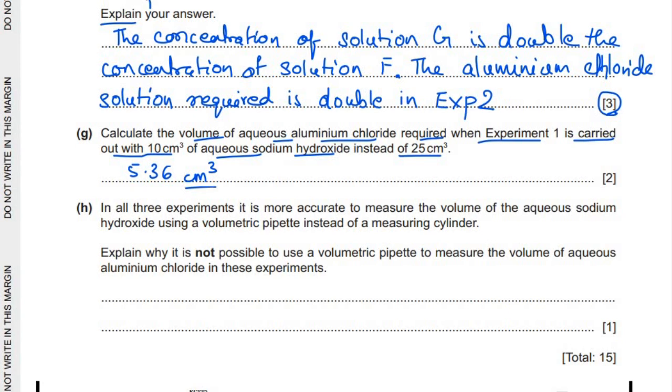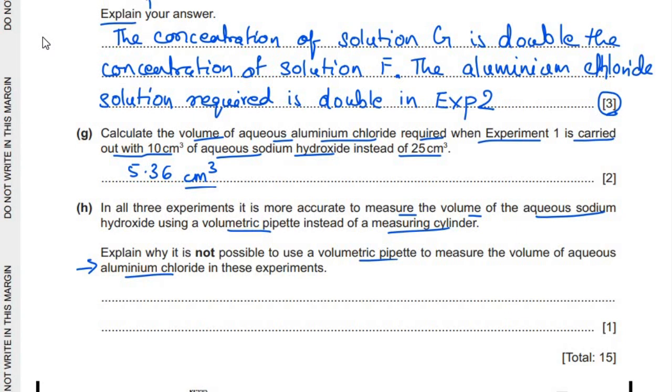Now the sub-question H, this is the last question of question 2. In all the 3 experiments, it is more accurate to measure the volume of aqueous sodium hydroxide using a volumetric pipette instead of a measuring cylinder. Explain why it is not possible to use a volumetric pipette to measure the volume of aqueous aluminium chloride in this experiment. Now we need to understand that if we are titrating with aluminium chloride, then it's not going to be a fixed volume of aluminium chloride. We need to find out what volume is needed, and if the volume is not fixed, it's going to be variable, then we need to use the burette.